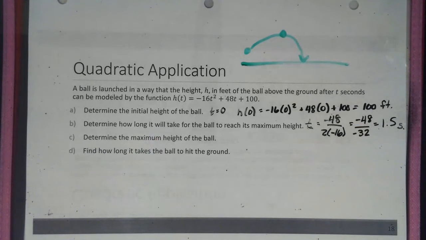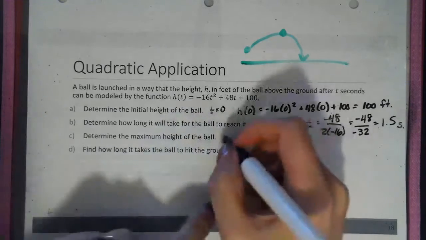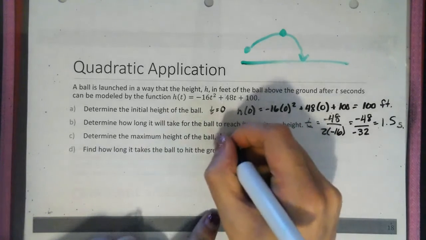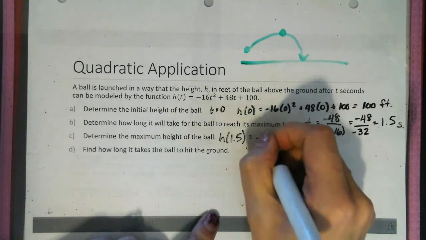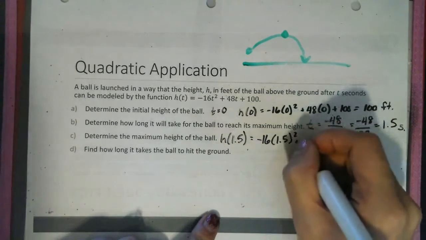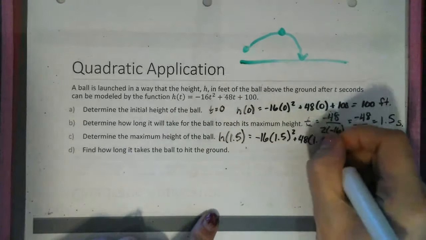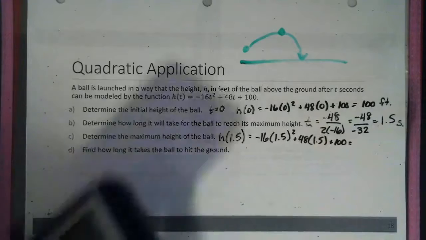In part C, it asks us to determine the maximum height of the ball. So we know that the ball's maximum height occurs after 1.5 seconds. I want to find its height at that time, and I can do that by plugging the time into the function. So the height at time 1.5 seconds is equal to negative 16 times 1.5 squared plus 48 times 1.5 plus 100. Let's see what that is.